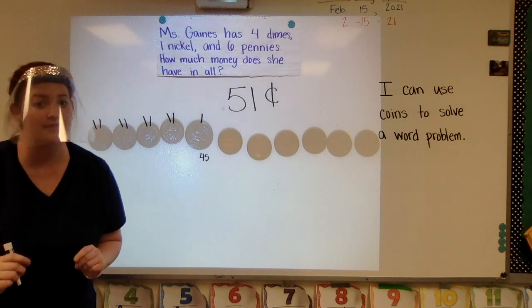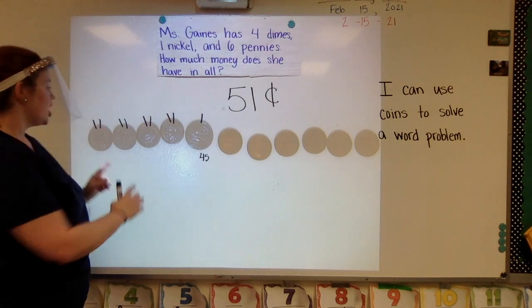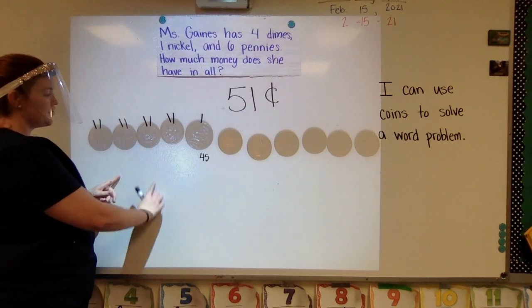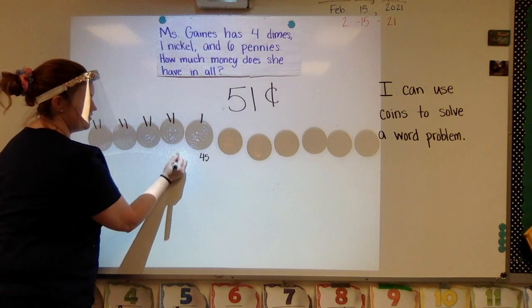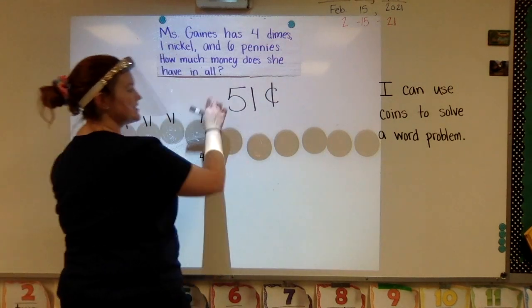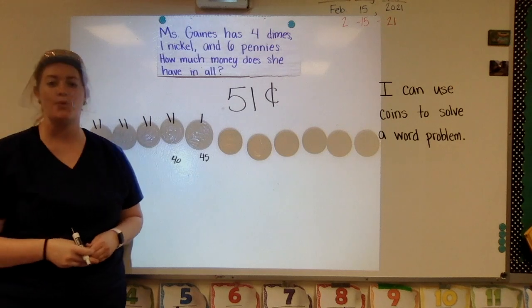Now, real quickly, if you didn't want to use your tick marks, you could just count your dimes. 10, 20, 30, 40, 5 more is 45, and then count your pennies and still get to 51.